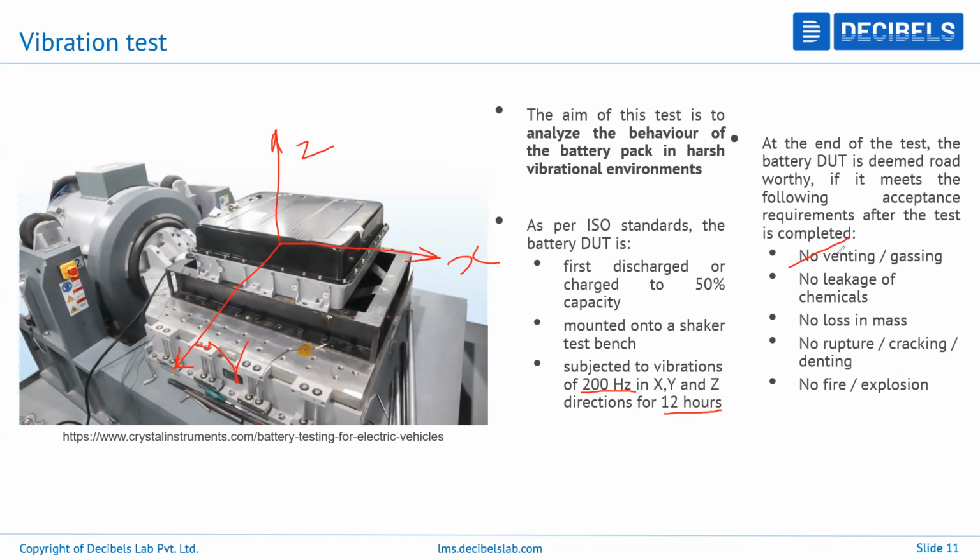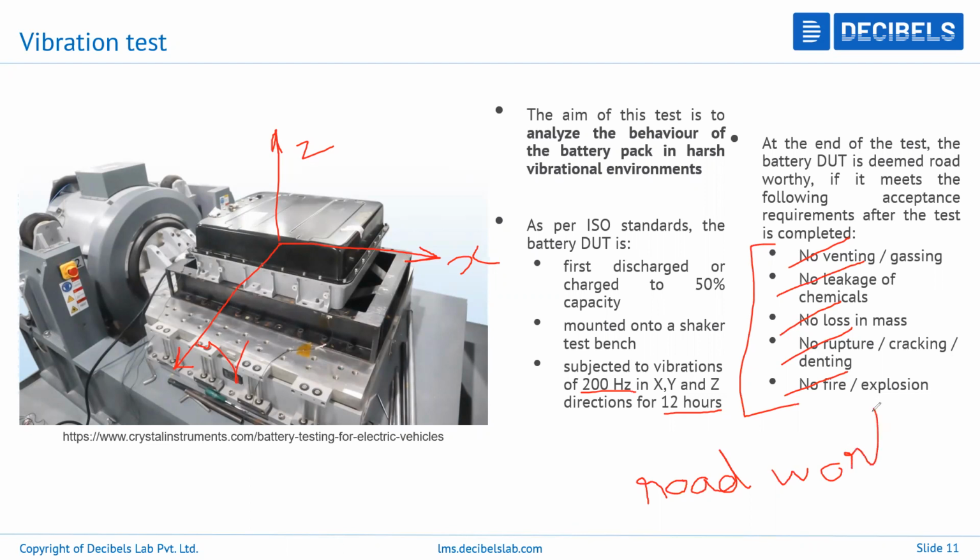So at any point in time, if there is no venting or gassing observed, no leakage of chemicals, no loss in mass, no damage, and no fire or explosion, and all these criteria are satisfied, then it would become roadworthy. That means it has met the acceptance criteria, and it is roadworthy.